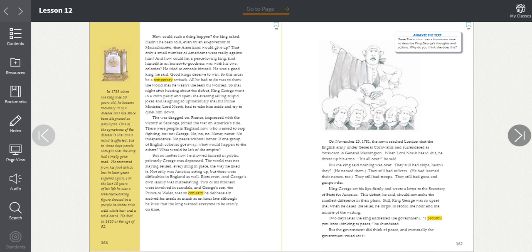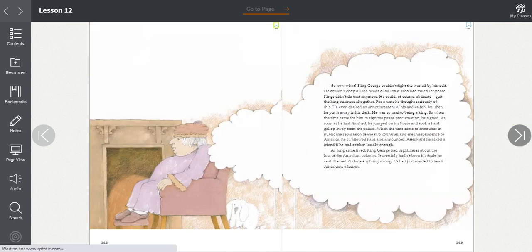King George set his lips firmly and wrote a letter to the Secretary of State for America. This defeat, he said, should not make the smallest difference in their plans. Still, King George was so upset that when he dated the letter, he forgot to record the hour and the minute of the writing. 2 days later, the king addressed the government. "I prohibit you from thinking of peace," he thundered. But the government did think of peace, and eventually, the government voted for it.